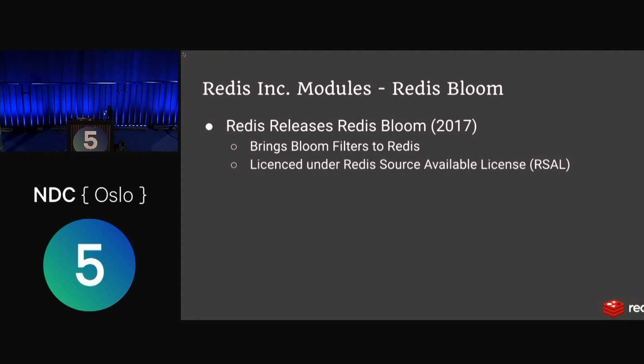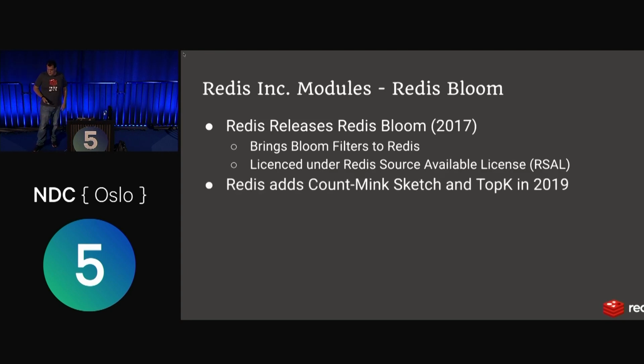And then we licensed that under the Redis Source Available license, which I don't want to get too deep into the legal details here, but basically what it means is you can use it for free, just don't compete against us, and if you need to buy it, you got to buy it from us, is essentially what it comes down to, but you can pull this in and use it in your applications and build it for free. And then in 2019, we added the Top K and the Count-Min Sketch, which are two of the other data structures that we'll be talking about.